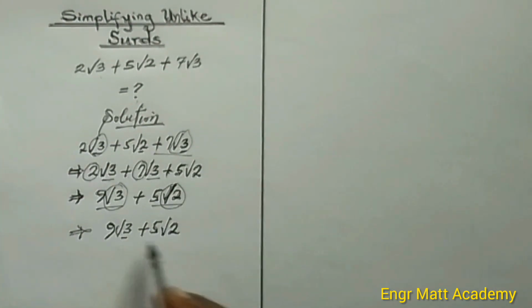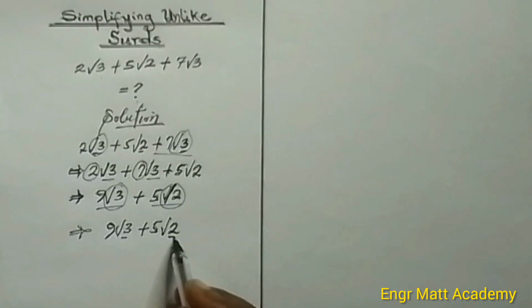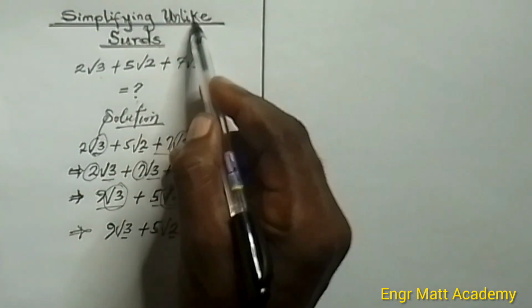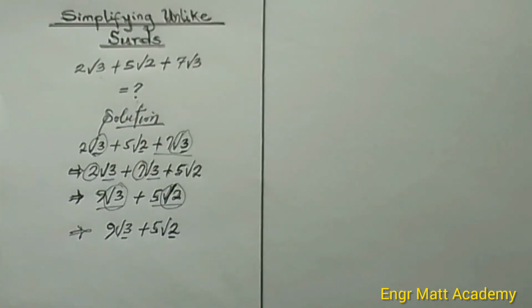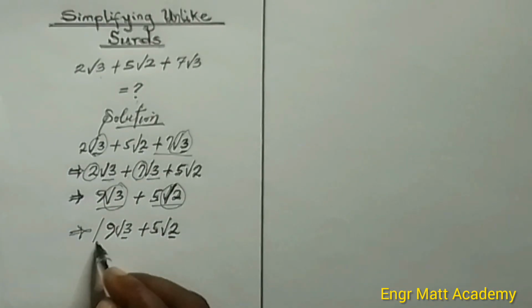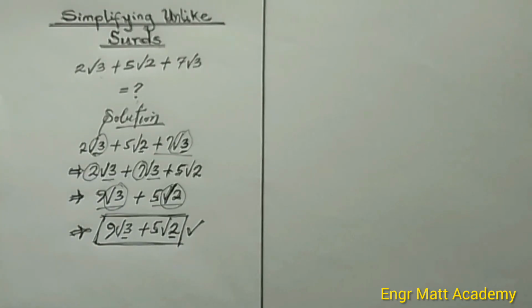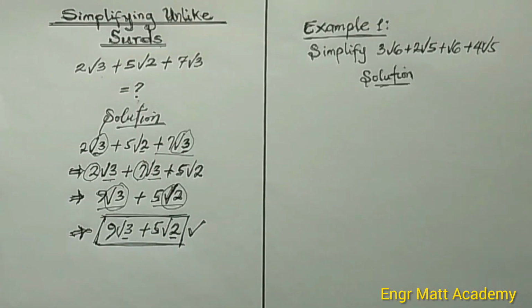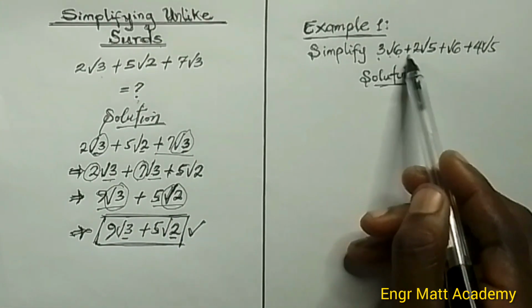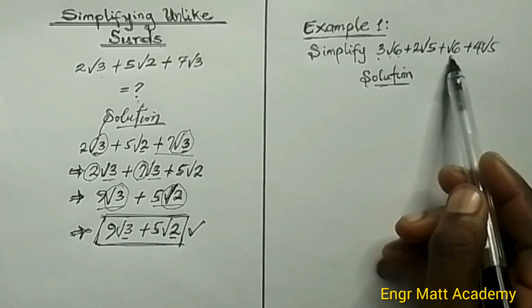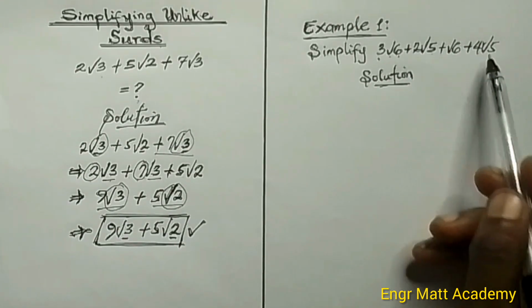When the numbers inside the root signs are not the same, we say they are unlike surds. Therefore, they cannot be added or subtracted. This becomes our final answer. Now let us go deeper into simplifying unlike surds. Let us look at the very first example, example 1. The question says, simplify 3 root 6 plus 2 root 5 plus root 6 plus 4 root 5.